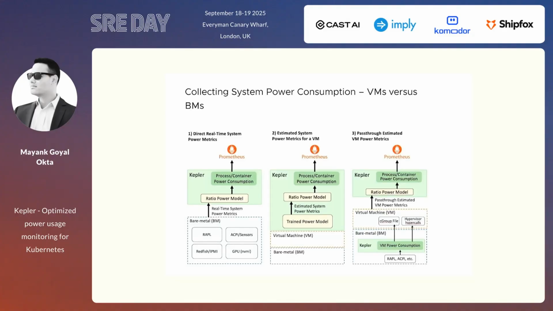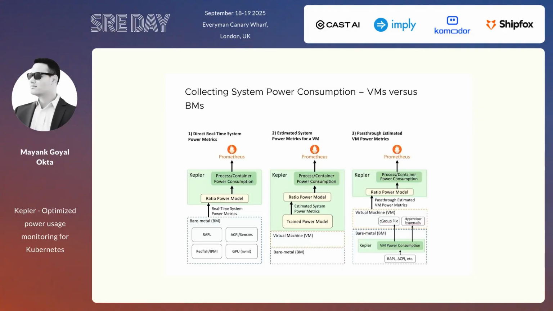These help us get the metrics of power consumption, and these power consumption metrics are then fed to the ratio power model. What is the ratio power model? I'll talk about it in some time. It takes the ratio of your process utilization versus your system utilization, and multiplies it by the dynamic power usage, and through that it gets the data about power consumption for your process, your container, and your pod. Then it feeds that to Prometheus, and from there we can visualize.